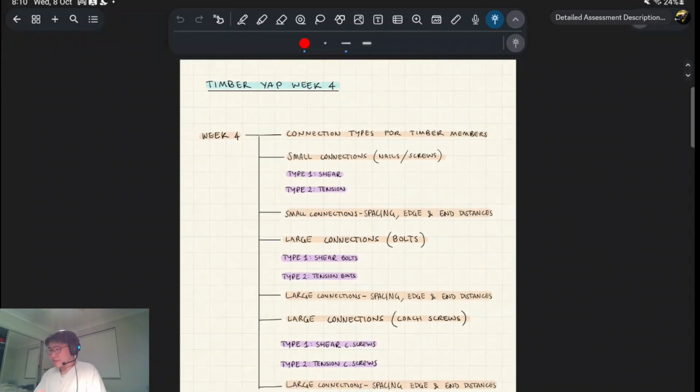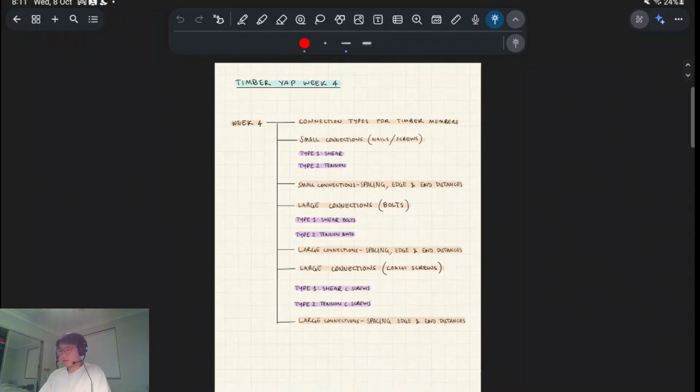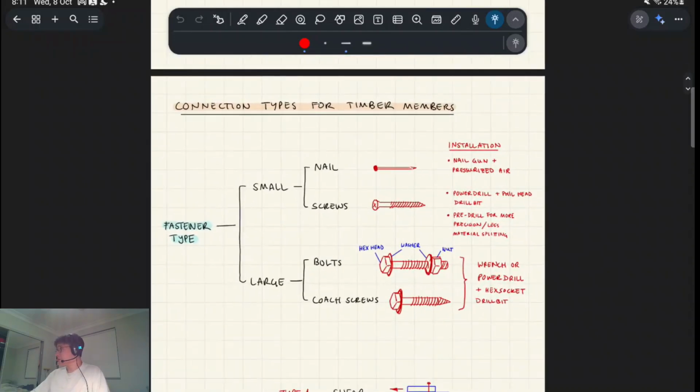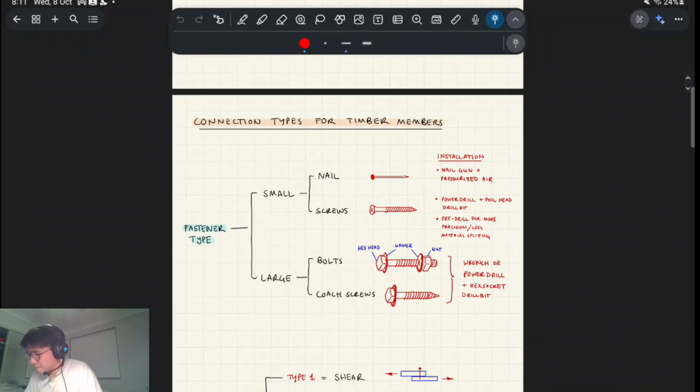There's also two types of connections in terms of what they're actually doing, which I'll get into, which is shear and tension. Tension is sometimes called withdrawal, but that's the TLDR. Just unmute in the Discord or drop a message in the chat if you have any questions. Okay.